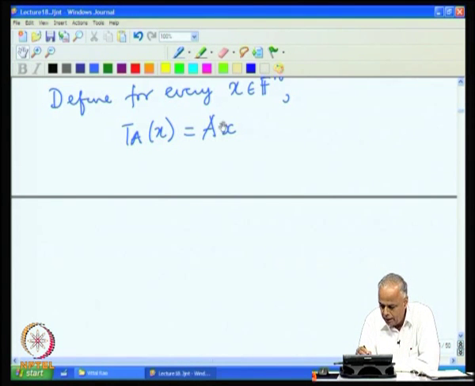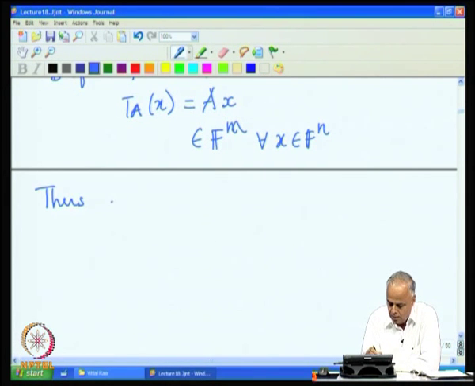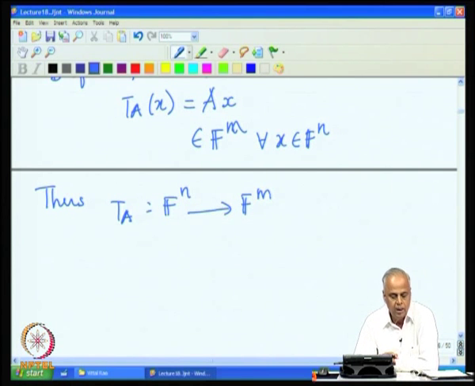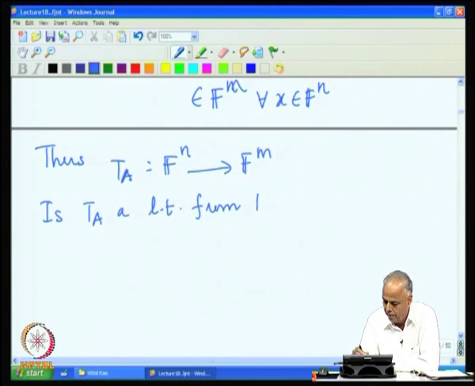Now, we know that A is an m by n matrix, x is an n by 1 matrix. So, the product will be an m by 1 matrix. So, it will belong to F m. So, this belongs to F m for every x in F n. Therefore, this is a transformation which converts the F n vector x to the F m vector A x. Thus, T A maps F n to F m. Since we have a transformation between these two vector spaces, it is natural to ask whether it is a linear transformation. So, is T A a linear transformation from F n to F m?